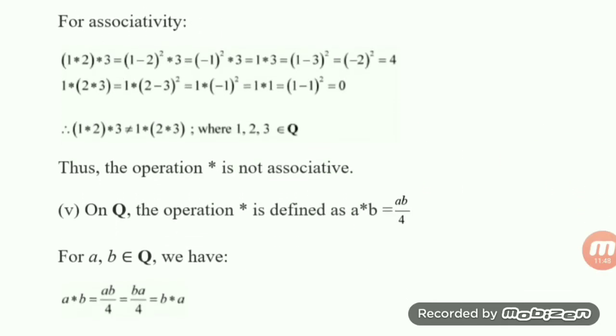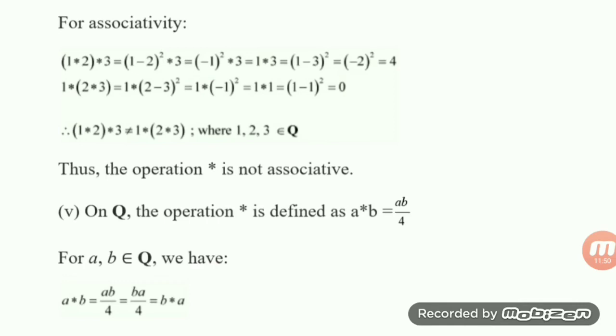Now we have to go for associativity. For associativity, we know that the difference of two numbers is the same. But again, when I take the third number, the result will not be the same. That's why I'm giving an example. Otherwise, the questions are very lengthy.